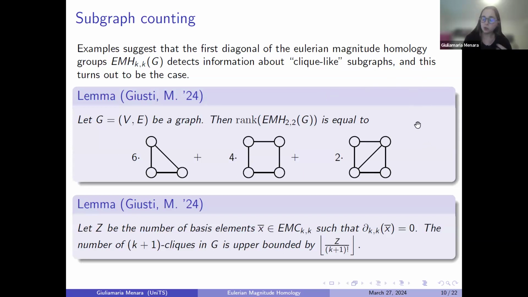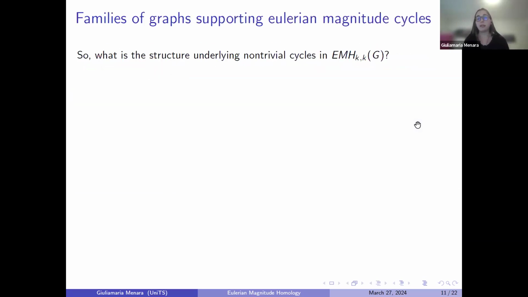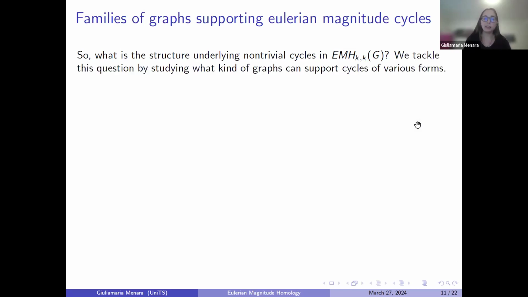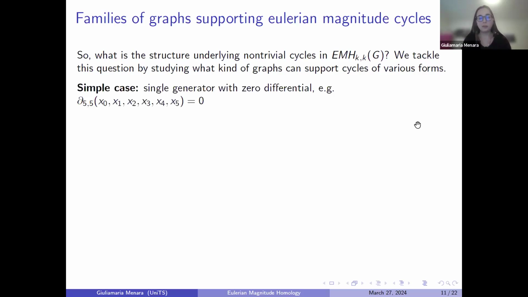And so for this reason, we focus on these Eulerian homology groups, and we wanted to precisely figure out what families of graphs actually support Eulerian multiple cycles. And we do this by studying precisely what graph is induced by an Eulerian multiple cycle. So let's divide this question into steps.